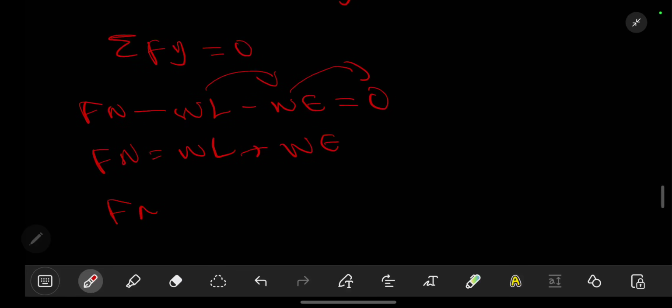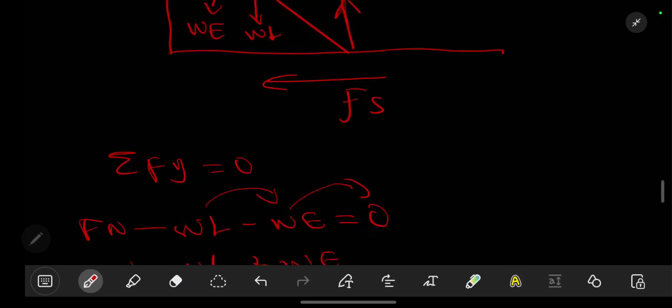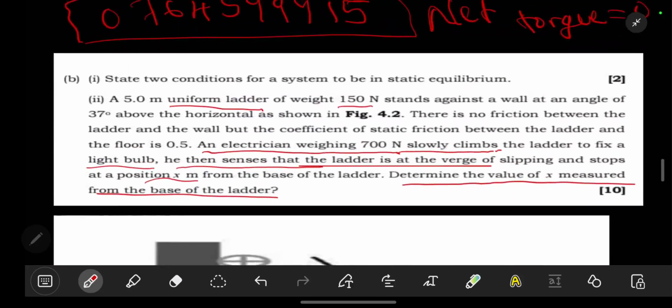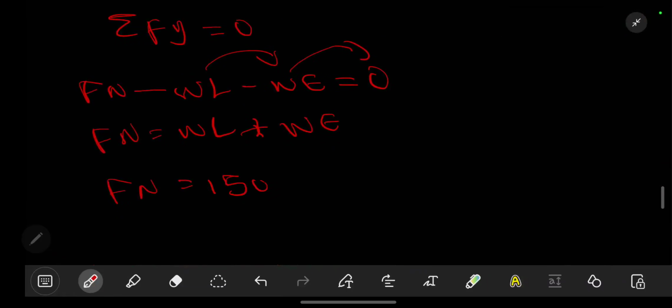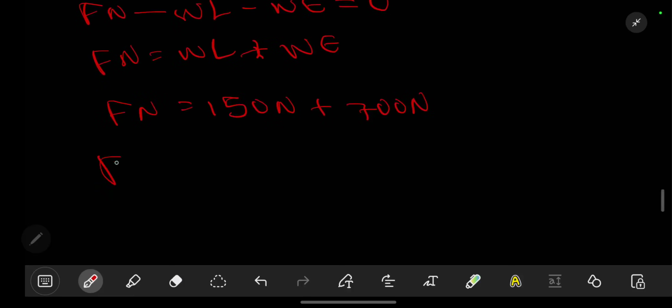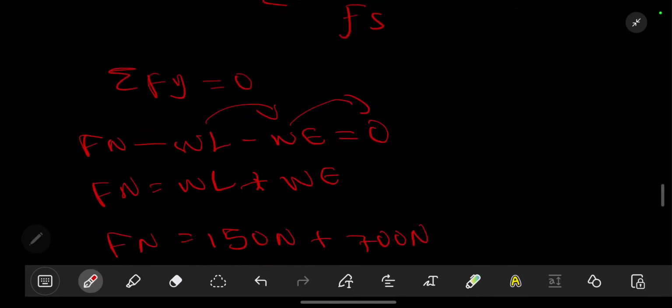So what is the weight of the ladder? According to the question, the weight of the ladder is 150 newtons. We are going to add it to the weight of the electrician, which according to the question is 700 newtons. If we add these two, we get 850 newtons.